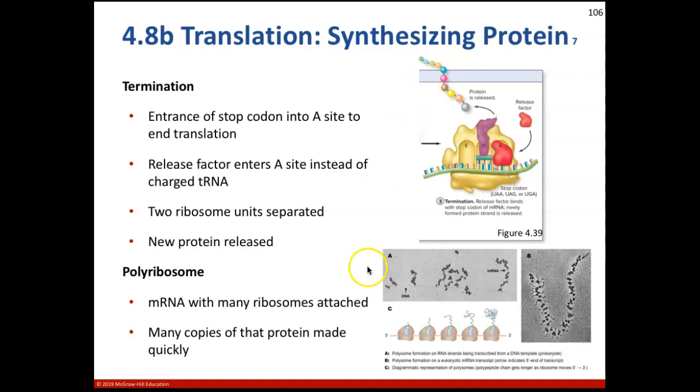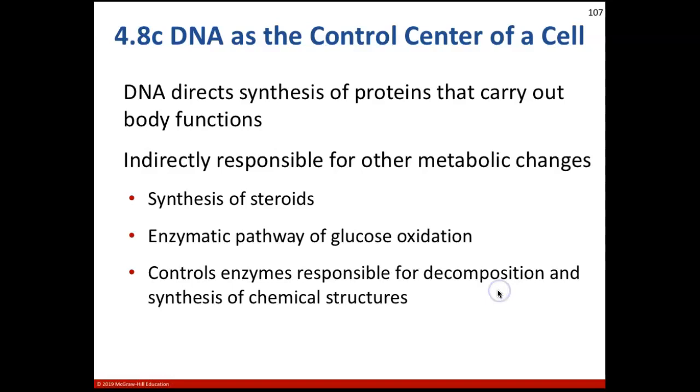Now we can have polyribosomes. This is when our mRNA has many ribosomes attached to it. So here is an example where we have our mRNA and lots of ribosomes all around it. And in this way, we can make many copies of a protein quickly.